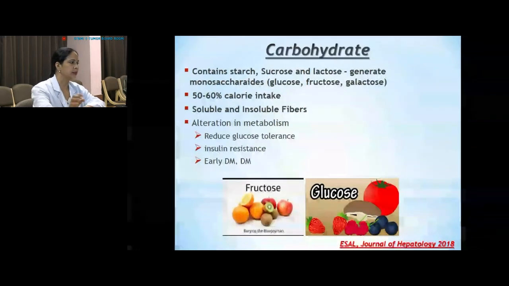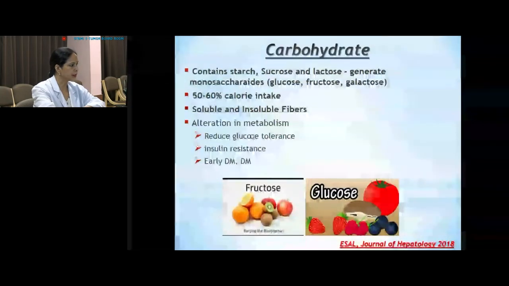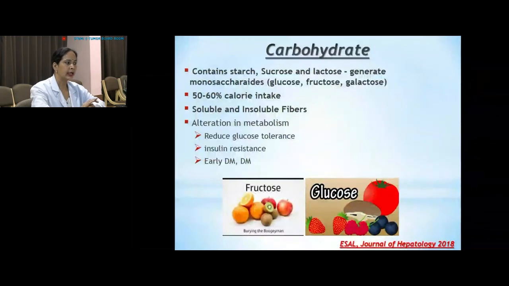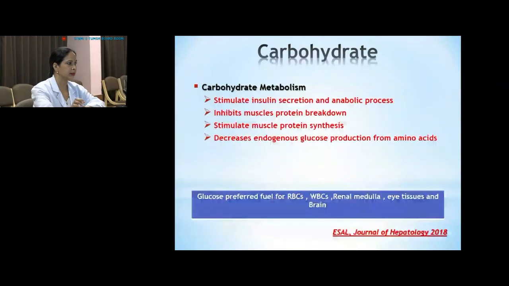In cirrhosis patients, reduced glucose tolerance, insulin resistance, and early diabetes mellitus are observed. So while planning carbohydrate, these points need to be considered. If there is intolerance, insulin resistance, or the patient is already diagnosed with type 2 diabetes, wisely choose the type of carbohydrate and plan accordingly. Carbohydrate metabolism. Why carbohydrate metabolism?